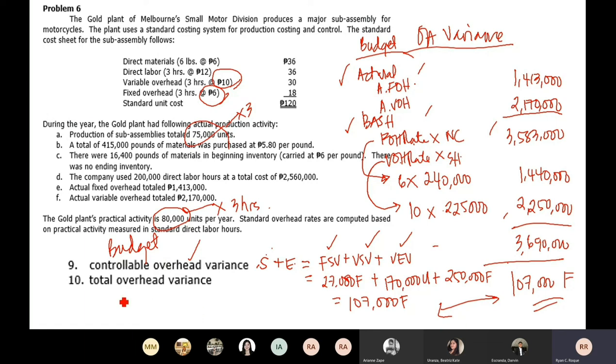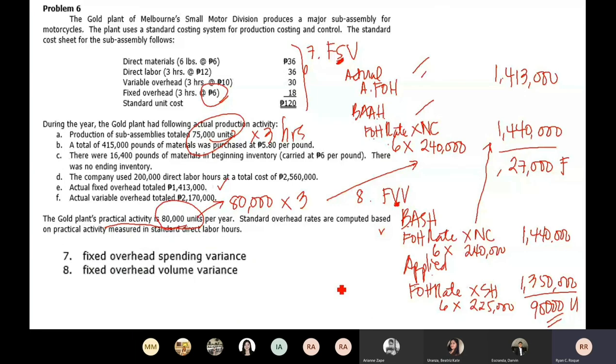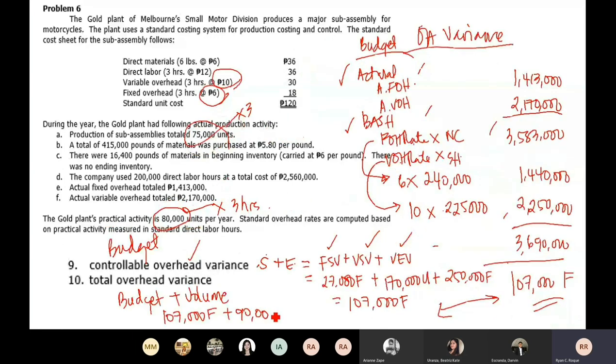For the total overhead variance, that is simply budget. At bakit nga budget? That is your budget plus your volume variance. Yung budget mo na 107,000 na favorable plus may volume variance na tayo kanina. Yung fixed volume variance, tingnan natin sa previous slide. Ayun, 90,000 U plus 90,000 U. So that would be equal to 17,000 na favorable. Okay? So that would be the answer in number 10.